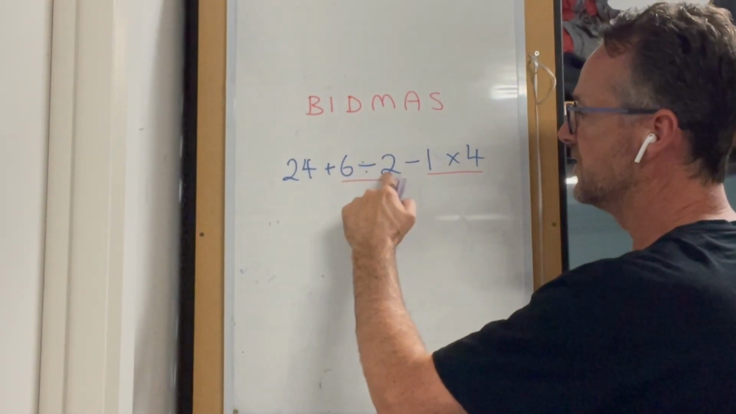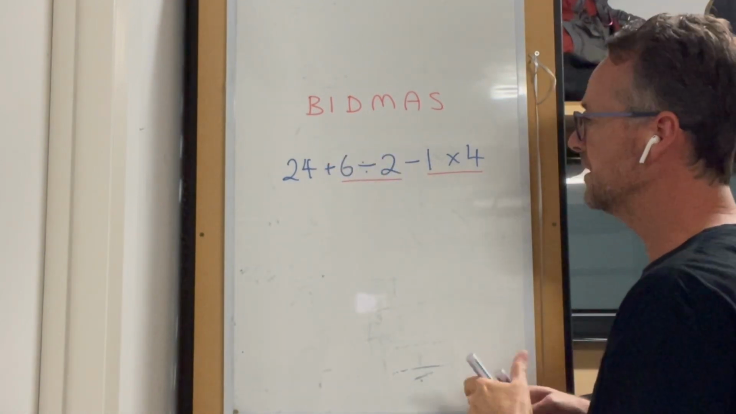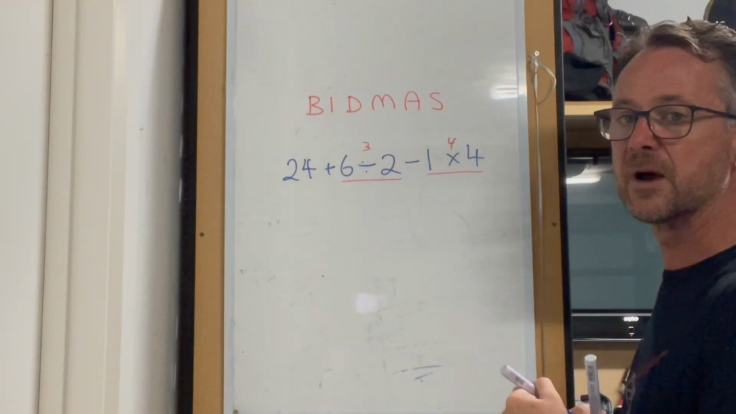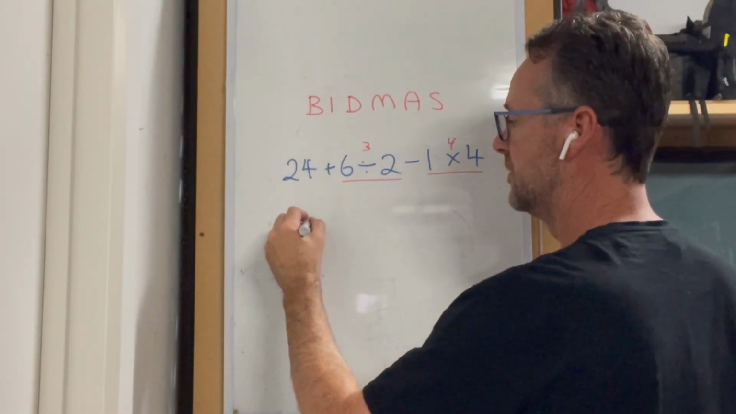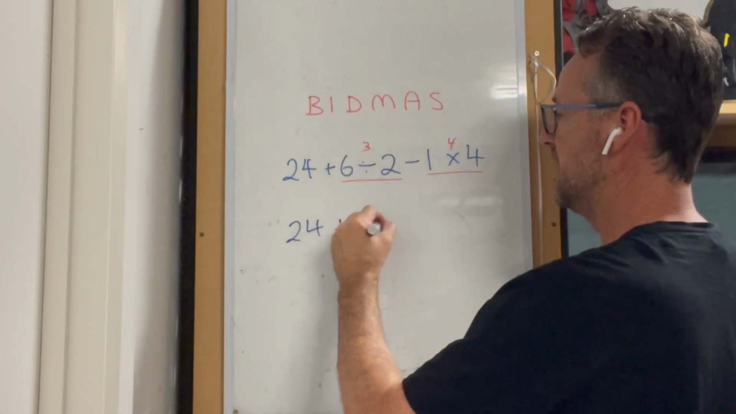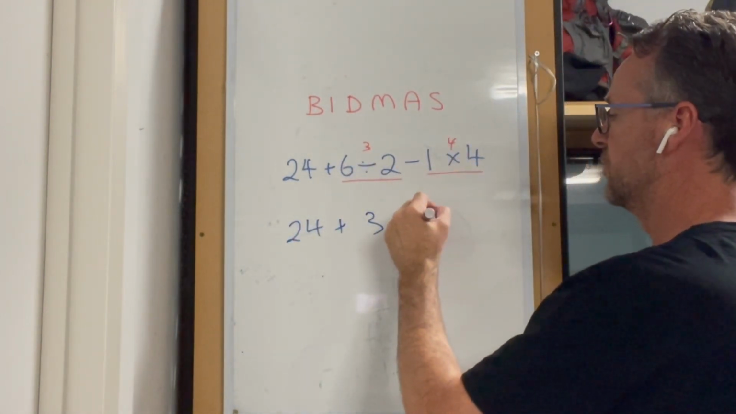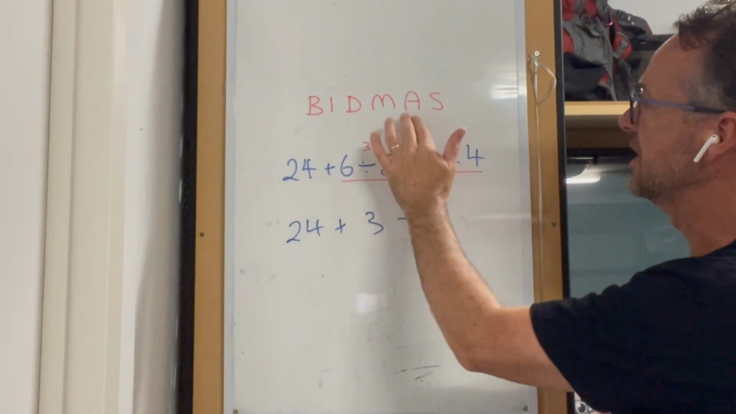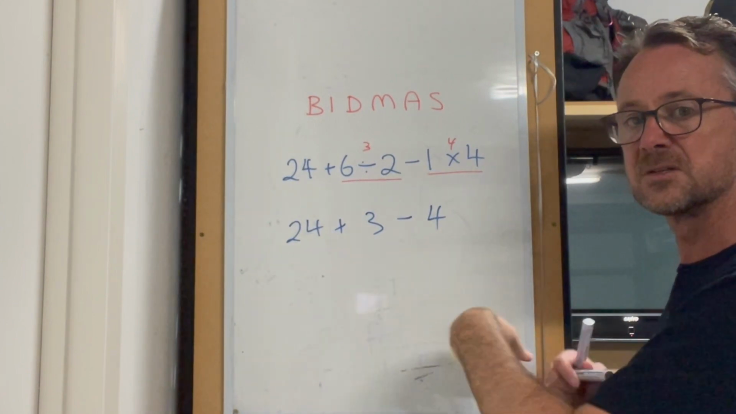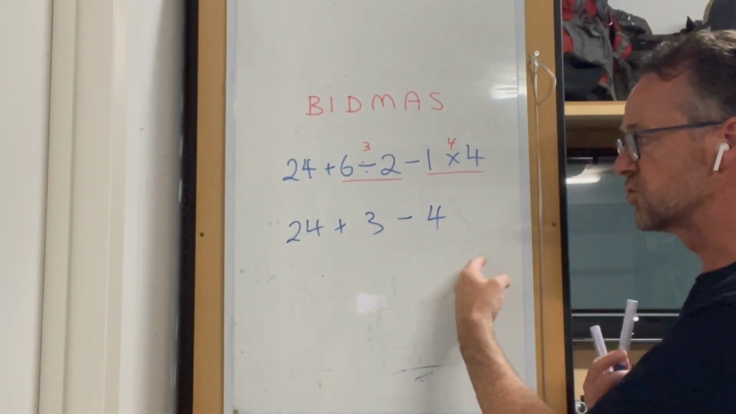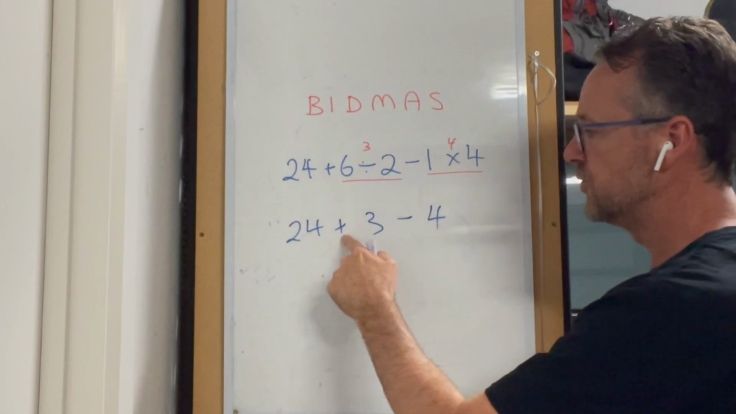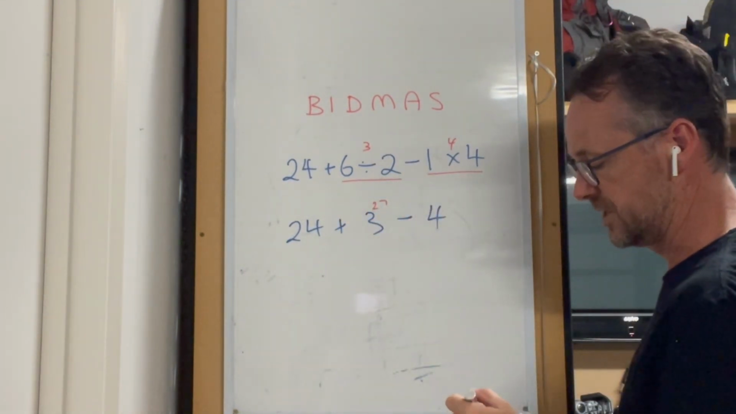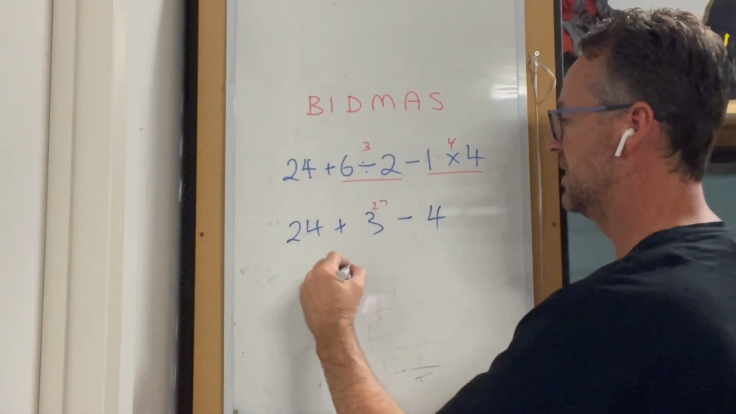So here, 6 divided by 2 gives us 3, okay? And 1 times 4 gives us 4. So now we can rewrite that line. It's now 24 plus the 3, take away the 4, okay? And so now we've got addition, subtraction, so they're the same. There's no priority here, so it's just left to right. So 24 plus 3 is going to give us 27, and then 27 take away 4 is going to give us an answer of 23.